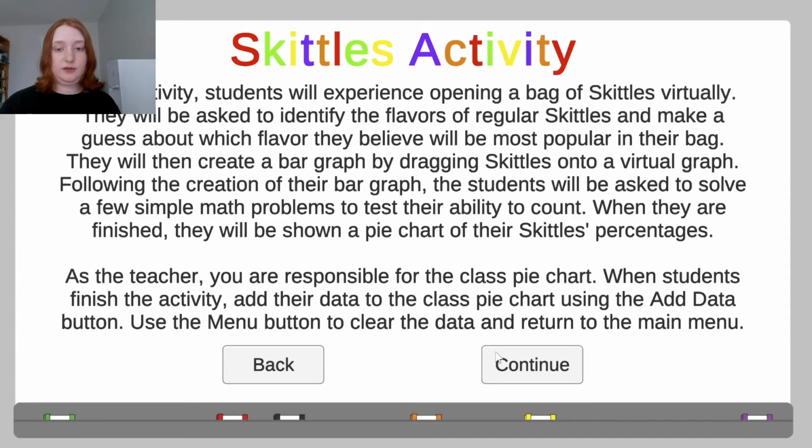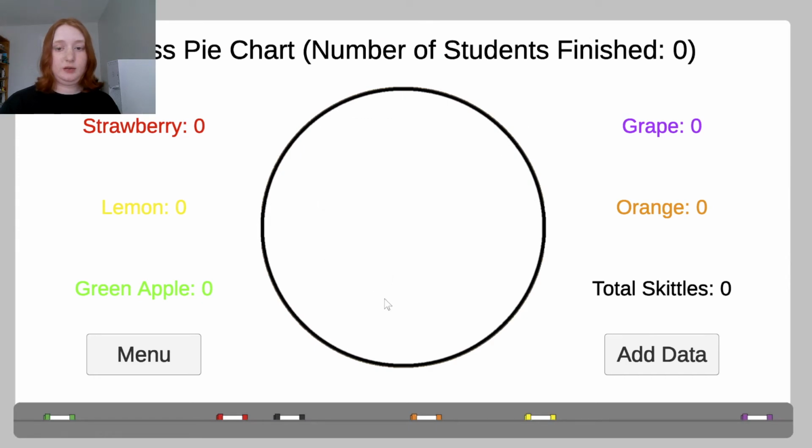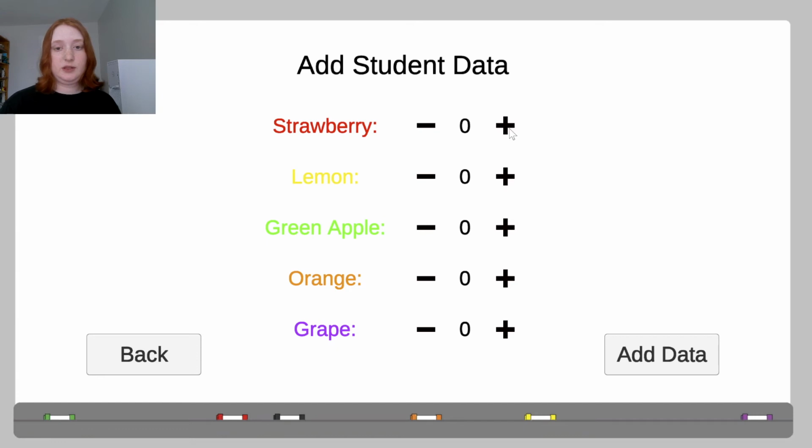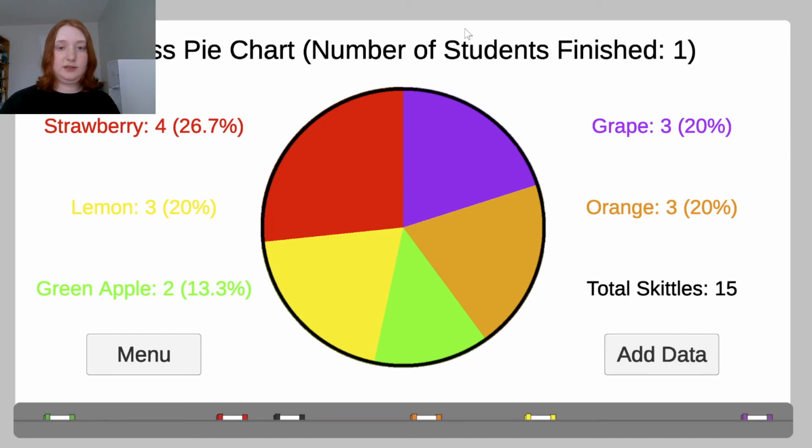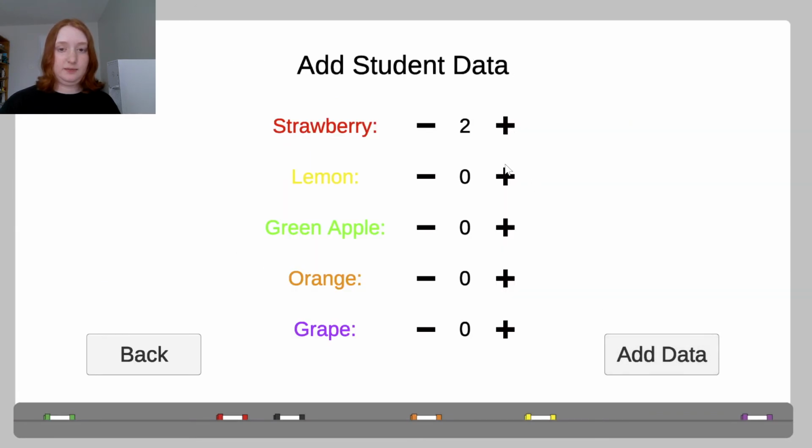So in the teacher side of things, they start with a blank pie chart, and they have an add data button. So you can come over here and add each student's numbers to their pie chart. And you hit add data again, and now you can see number of students finished has increased, and the percentages remain, and you can continually add data.